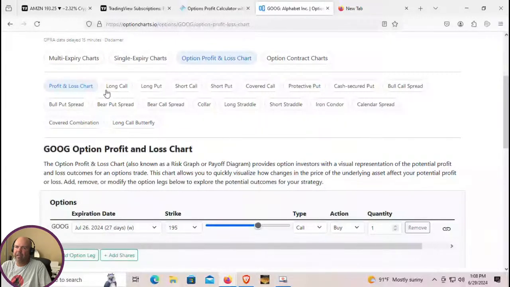It shows pretty much what you see in OptionStrat: long call, long put, short call, short put, covered call, protective put, cash secured put, bull call spread, put spread, bull put spread, bear put spread, bear call spread, collar, long straddle, short straddle, iron condor, calendar spread, covered combination. Let's see the iron condor.